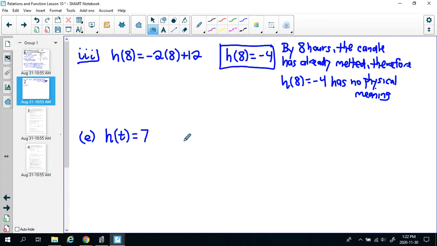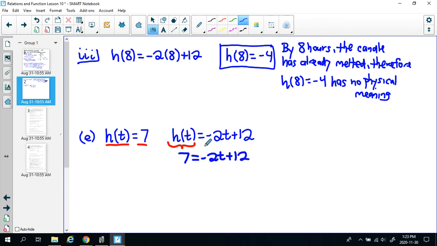Okay, so here's how I do this. We know the equation tells me that h of t is equal to -2t plus 12. Now, what we're trying to figure out is at what time the height is equal to 7. So the height as a function of time equal to 7. So I'm going to take this h of t right here and replace it with a 7. So this would then turn into 7 is equal to -2t plus 12.